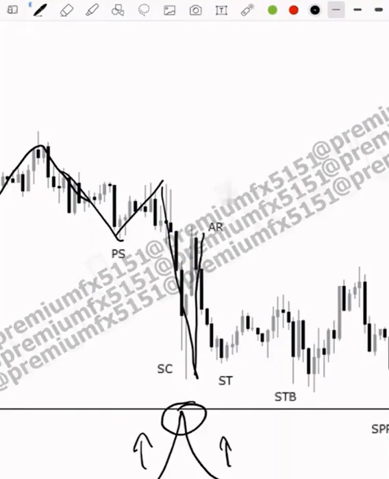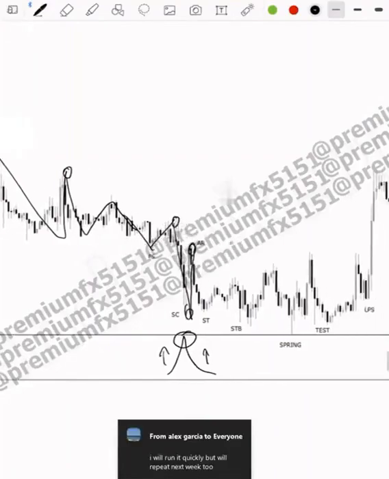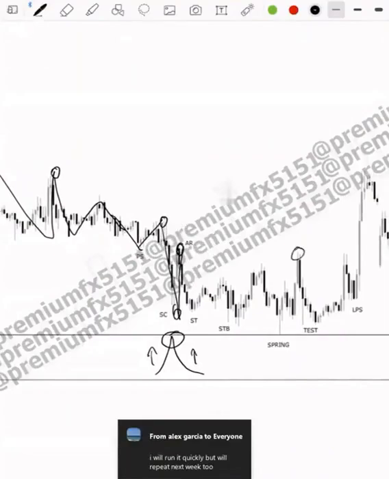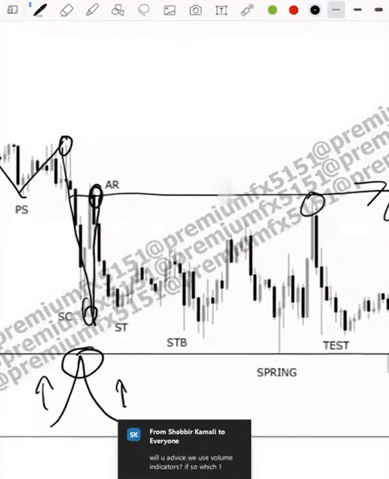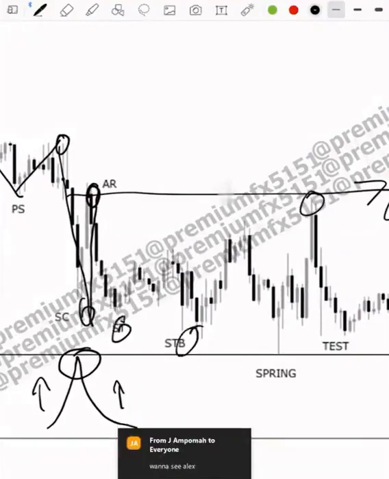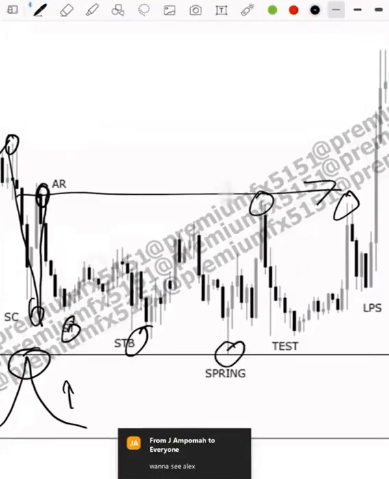Because now we got from a shallow retracement, which is not even 50%, to now 75% retracement, and then eventually 100% retracement, equal highs. This is your sign of strength zone. Okay. ST, STB, irrelevant. We're not too focused with that. What we are more focused with is the spring.